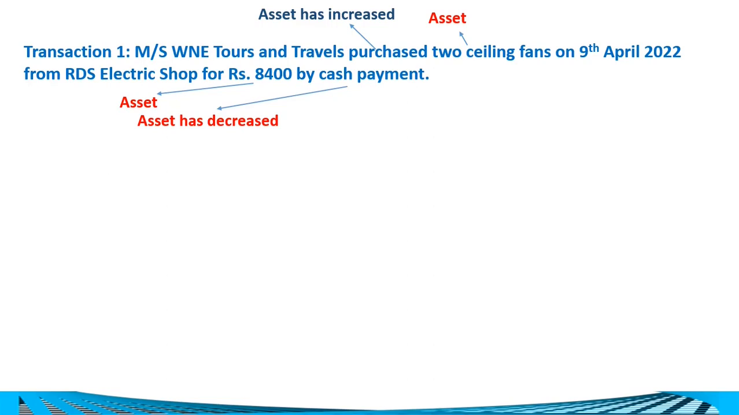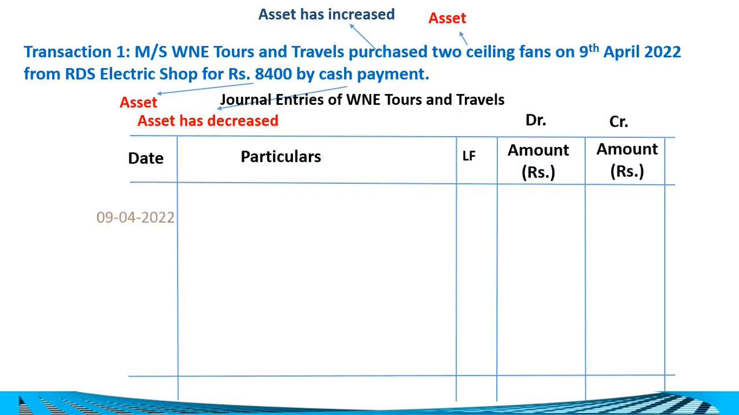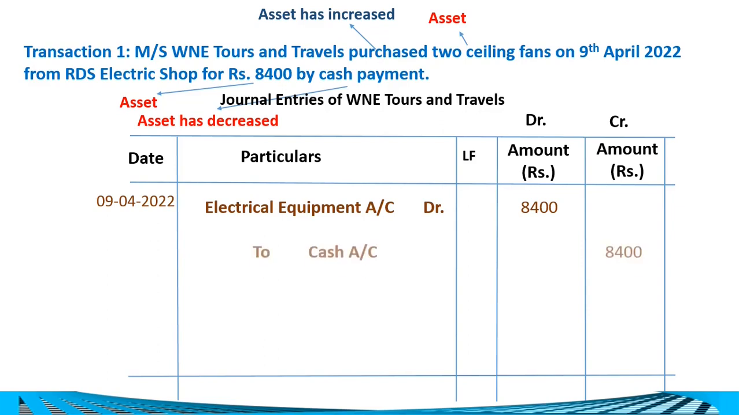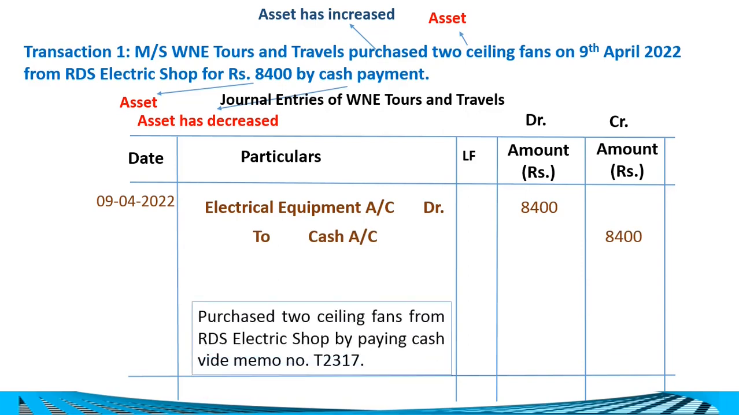We will debit the asset account which has increased. Since ceiling fan has increased, we can debit electrical equipment account because increase in asset is debited. On the other hand, we will credit the asset that has decreased. Since cash has decreased, we will credit cash account because decrease in asset is credited. Finally, we will write the related details in the bottom as narration.